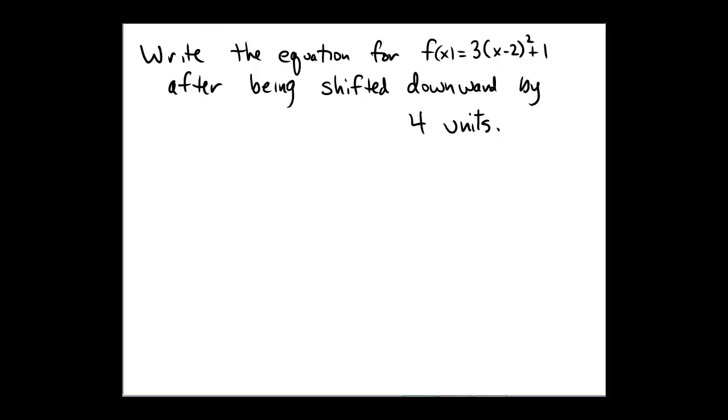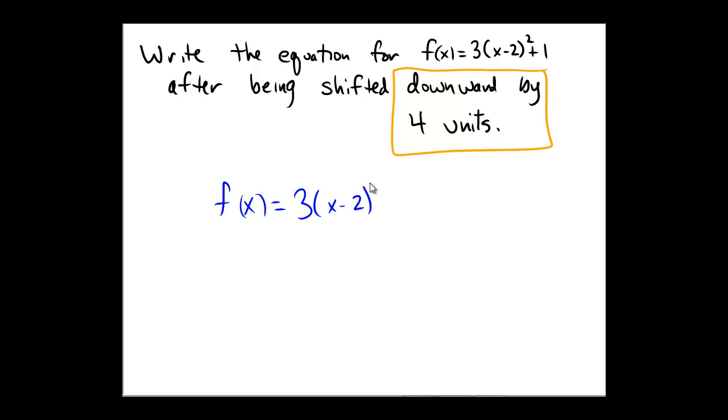We're writing the equation for f of x equals 3 times quantity x minus 2 squared plus 1 after being shifted downward by 4 units. Down by 4. So we'll take the original function, f of x equals 3 quantity x minus 2 squared plus 1, and perform the downward shift by subtracting 4. Oops, I should call this g because the other one was f.